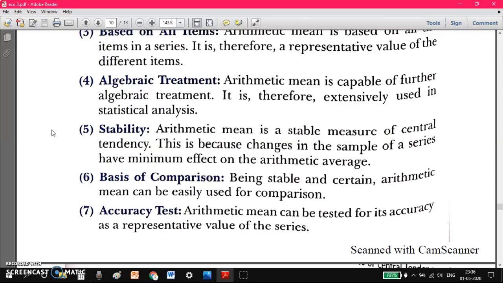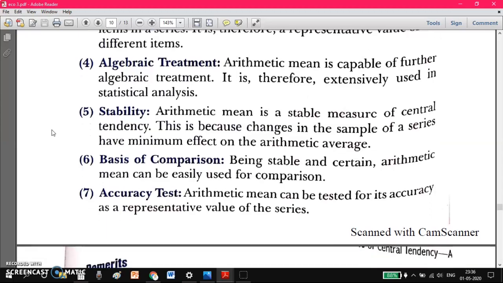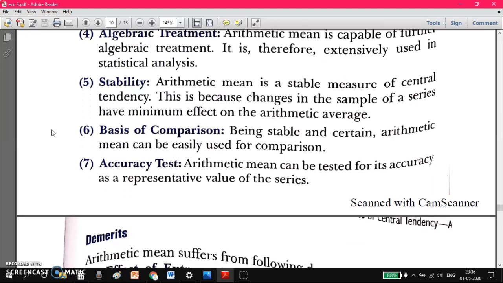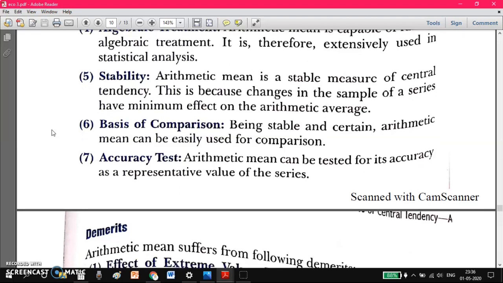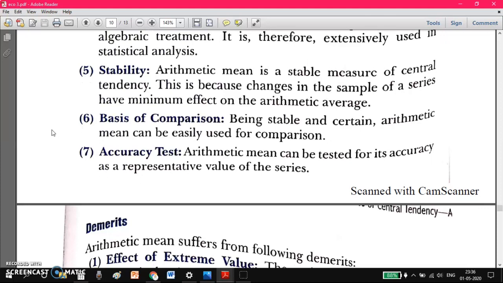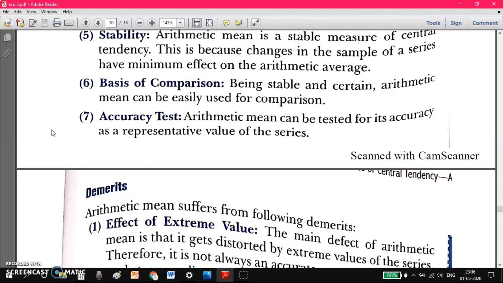तो हम इसे algebraic treatment से भी मानते हैं, क्योंकि ये economics में use होता है, statistics में use होता है. That is why it is having its own identity. Stability. So because it is certain, that is why it is having stability. Arithmetic mean is a stable measure of the central tendency. This is because changes in the symbol of series have minimum effect on the arithmetic average. अगर series में थोड़ा बहुत change आ जाता है तो इसमें arithmetic average में इतना change नहीं आता है.